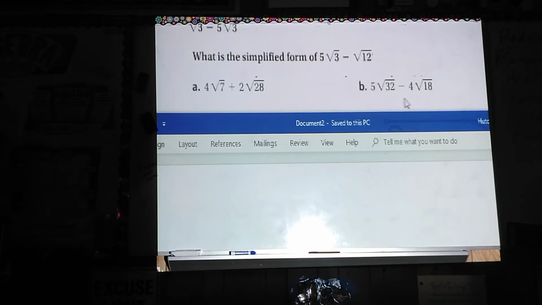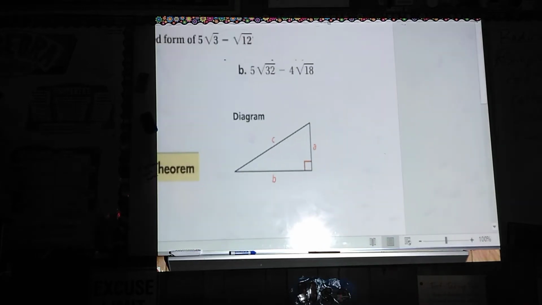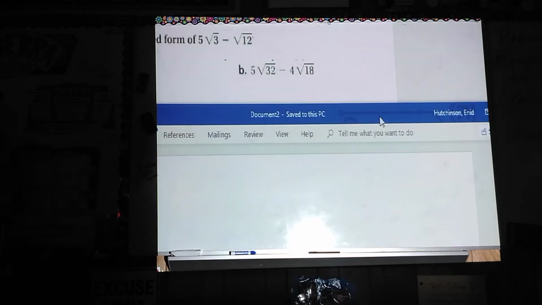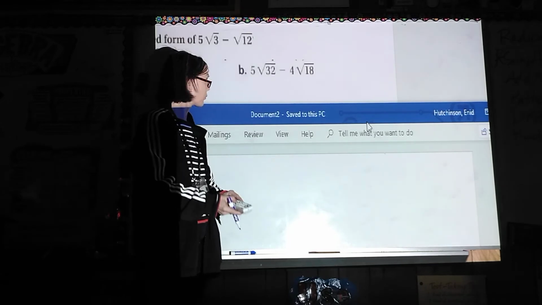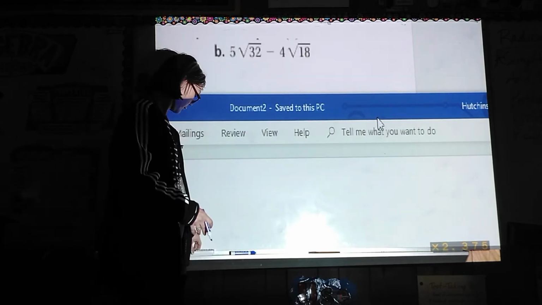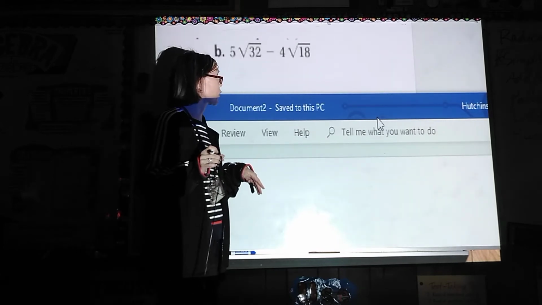Okay, so here's an example of B here. I'm going to bring this over, and we're going to do this together, because this is an example of where you'll have to simplify both of them to get the job done, okay? Not just one of them. There you go. Write that down. 5 radical 32, okay, minus 4 radical 18.